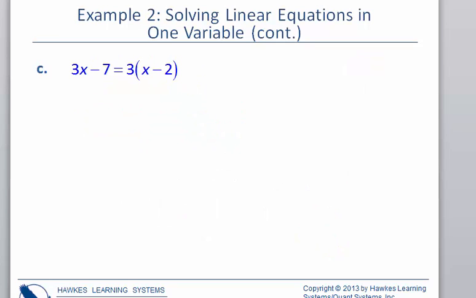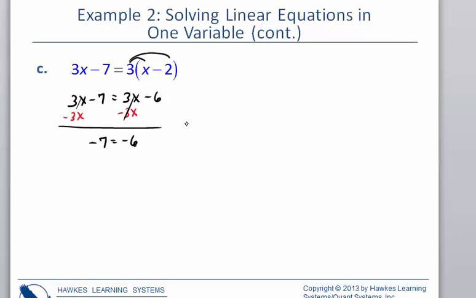Part C of the problem, 3x minus 7 is equal to 3 times the quantity x minus 2. So again, we'll begin with our distributive property. We'll leave the left-hand side alone, 3x minus 7. We'll distribute on the right and get 3x minus 6. When we start to move our terms around, we would begin by subtracting the 3x in an effort to move it to the left-hand side. But notice when we do that, it falls out of both sides. And so we're left with negative 6 is equal to negative 7.